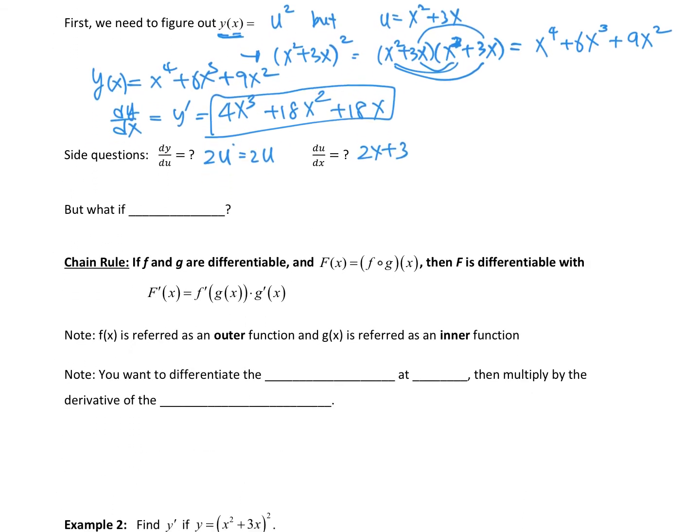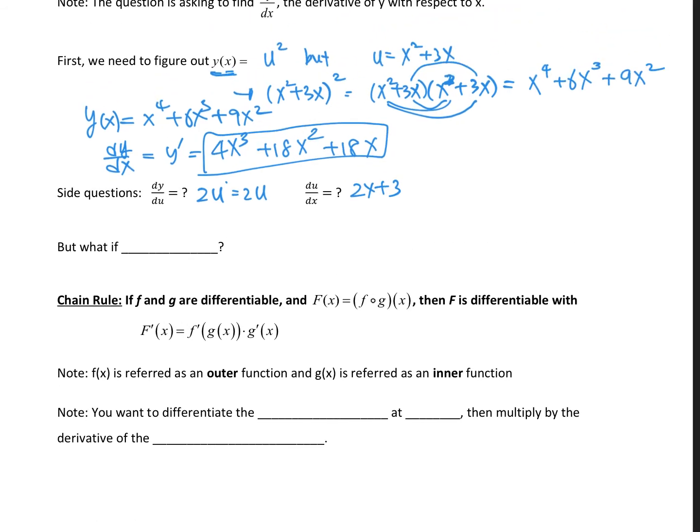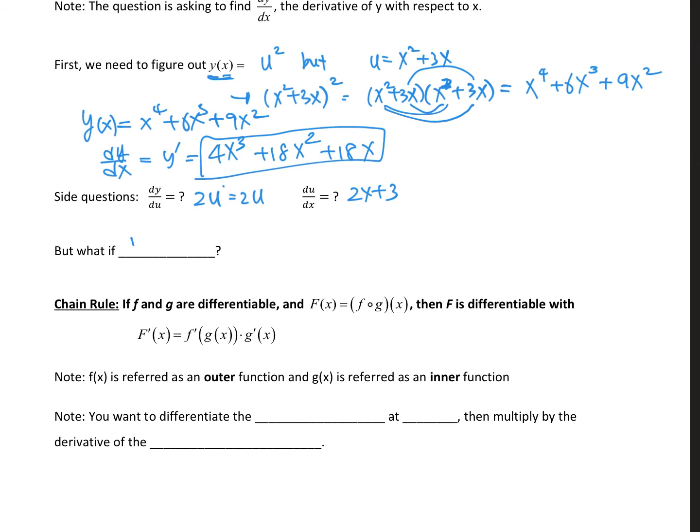Now let's look at a slightly more complicated question. What if y was like u to the 10th power? If I was going to do y of x, I can do the same thing: x squared plus 3x, to the 10th power. Here, notice this 10th power. I'm going to make it red.